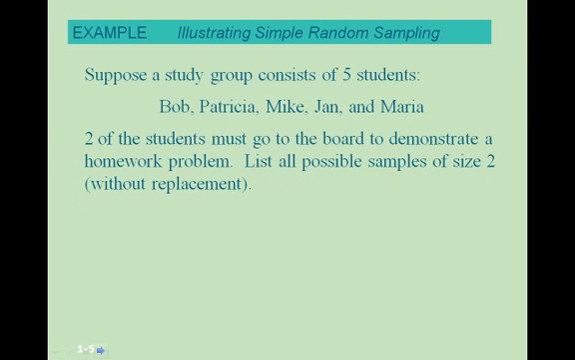So let's look at this example. Suppose a study group consists of 5 students: Bob, Patricia, Mike, Jan, and Maria. 2 of the students must go to the board to demonstrate a homework problem. So first we want to list all possible samples we can have of size 2 without replacement. What that means is if I list Bob and Patricia, I won't then also list Patricia and then Bob, because it's the same 2 people.